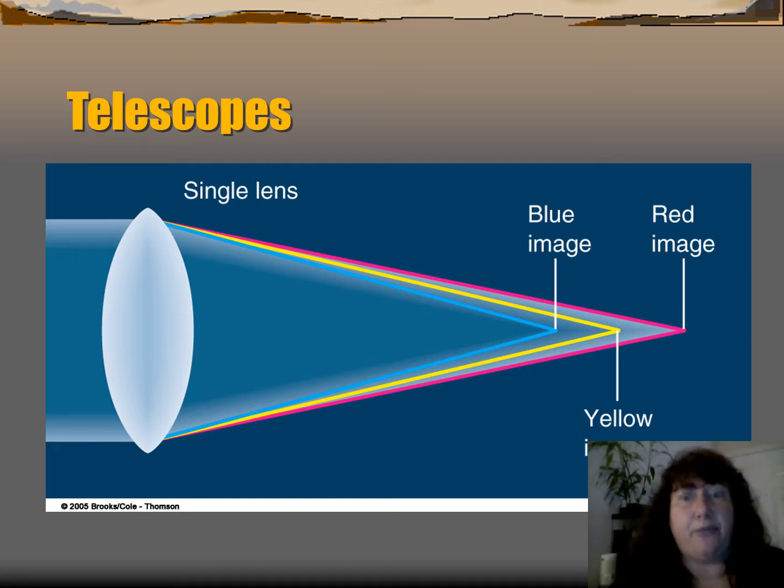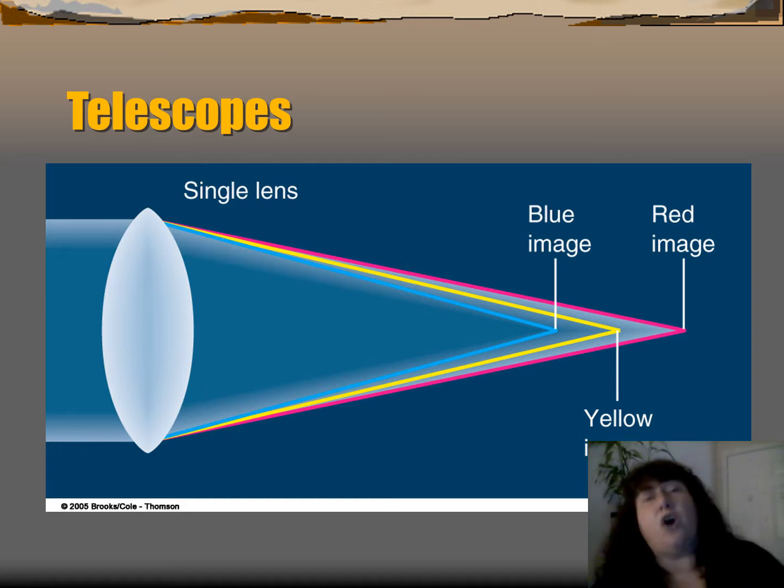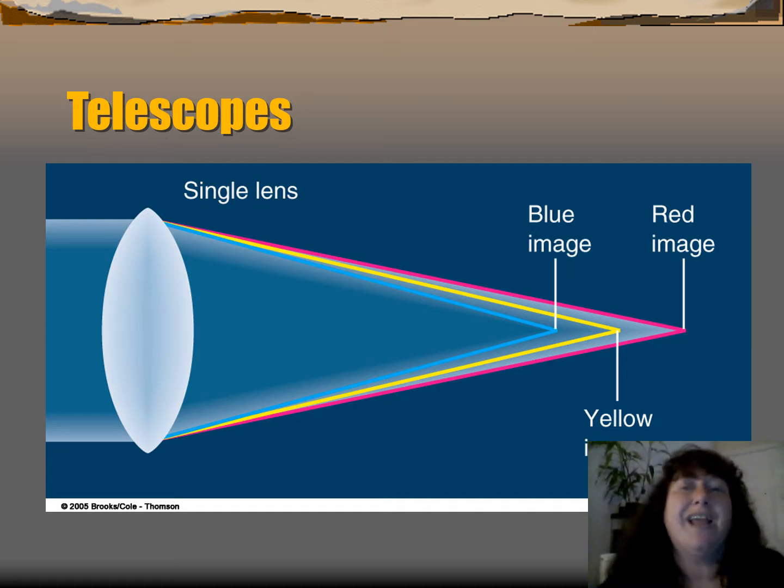Notice that you get three different images, a blue, a yellow, and a red image. And that's because light will travel at different speeds through glass based on its color. And that causes what we call diffraction or dispersion. It's causing that light to break up into its wavelength components, just like when we talked about the spectrometer.